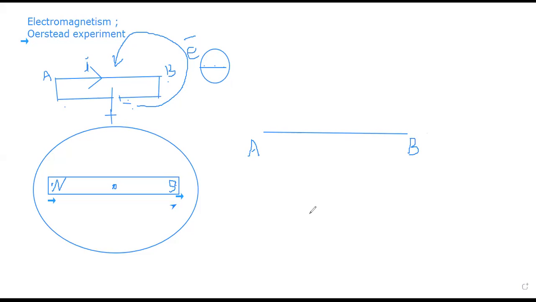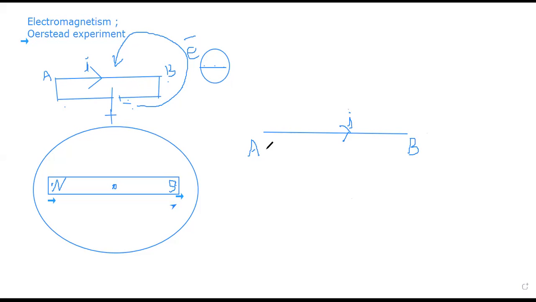I will connect this conductor to a battery, as we have discussed earlier, and then current flows through this conductor. I will represent the conductor, for the time being, from left to right. Suppose this is from left to right. Current is flowing through this conductor. So this is the current flowing through the conductor here.